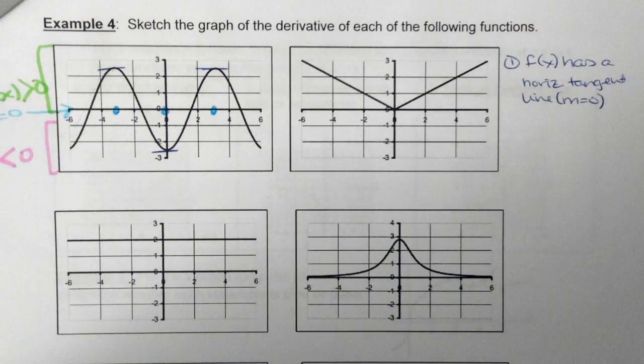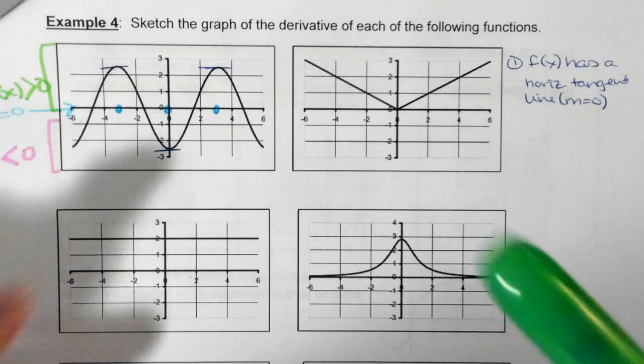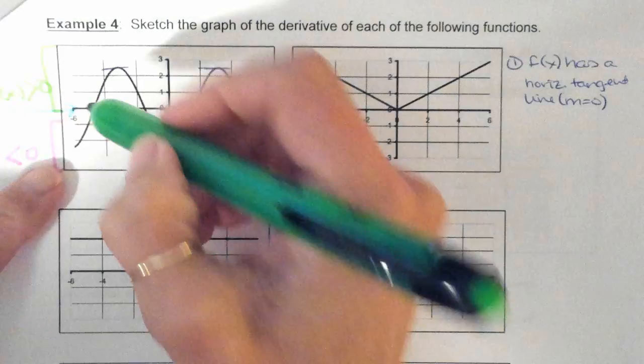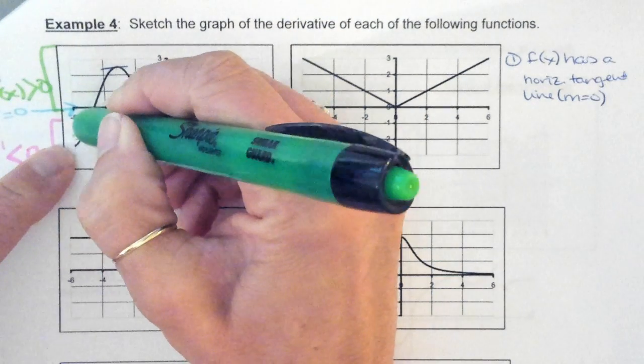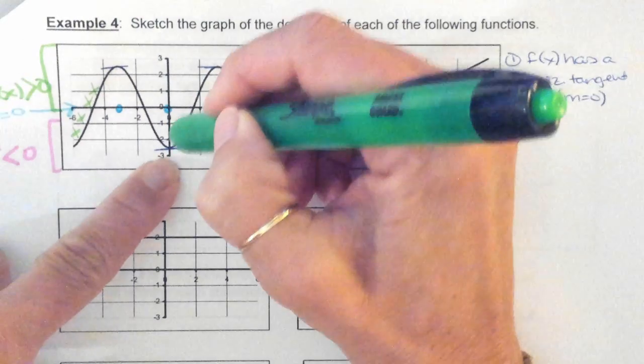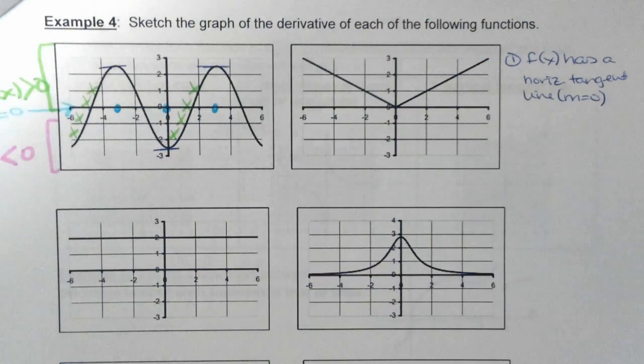Does that make sense? Okay, so since I made this green, I'm going to use my green highlighter, and I'm looking at where I have positive slopes. So here I have a positive slope, so I'm just going to mark this with positive, positive, positive. Here the slope is negative, so I go here, positive, positive, positive, and then here it's negative.